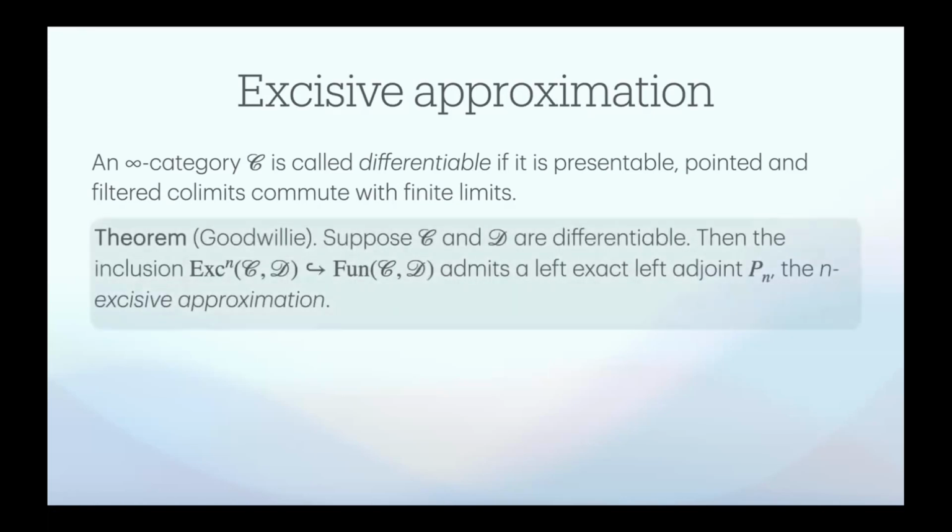And Goodwillie showed, well, not in this language, but he gave a proof that works in this setting, that if we are given two differentiable categories, then the inclusion of the n-excisive functors into all functors from C to D admits a left adjoint, B_n. And so this is how he defines the n-excisive approximation.